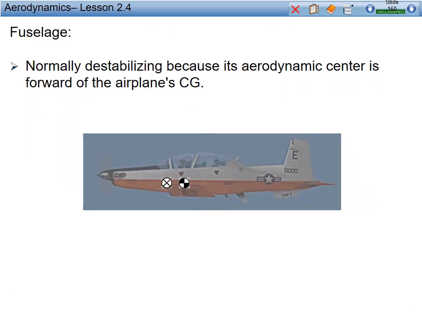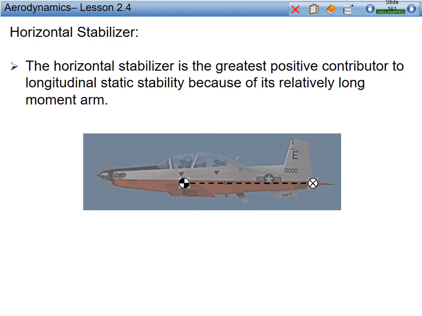Fuselage: normally destabilizing because its aerodynamic center is forward of the airplane's center of gravity. Horizontal stabilizer: the horizontal stabilizer is the greatest positive contributor to longitudinal static stability. Because of its relatively long moment arm, it is able to overcome all of the previous negative contributors to static stability.